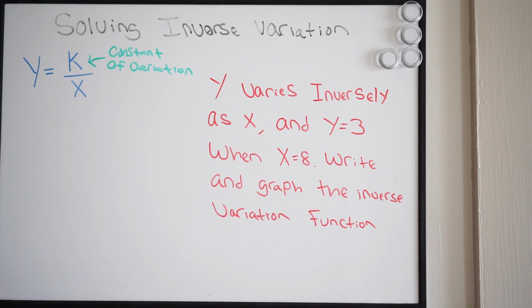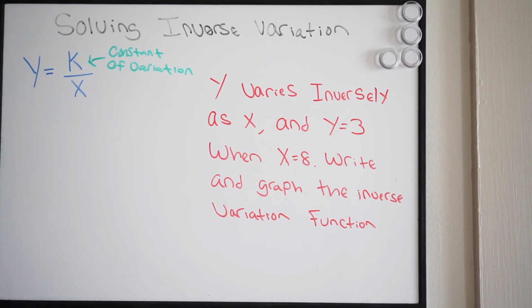Now let's read the problem here. It says y varies inversely. So you immediately think inverse variation, meaning we're going to use this equation, as x. And when y equals 3, x equals 8. So when y is 3, x is 8. Write and graph the inverse variation function. So the first step we need to do is find out what this inverse variation function is. And then from there, we can go ahead and graph it.